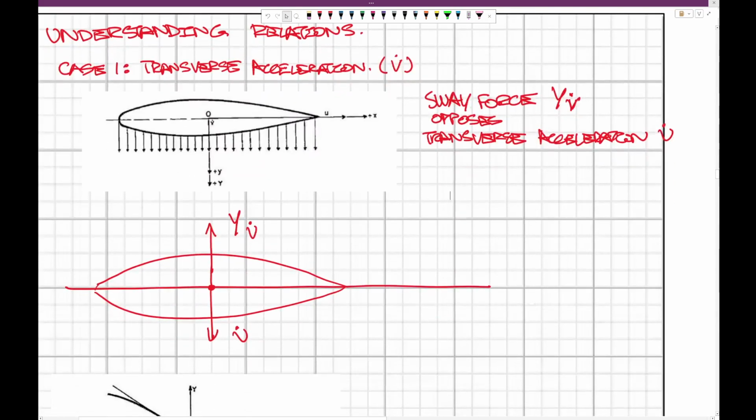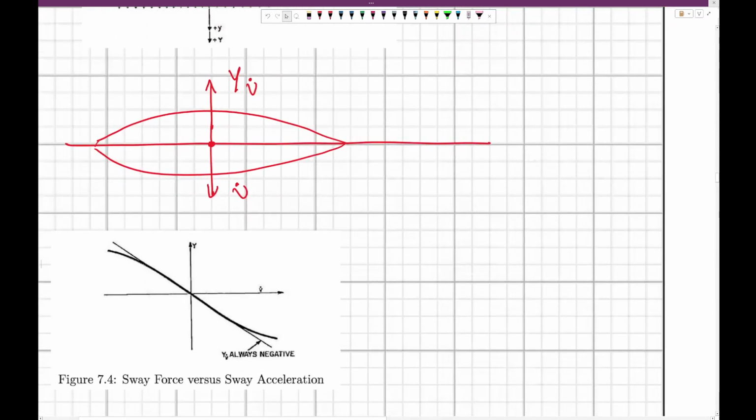So basically, you have your acceleration in the positive direction, and then you're going to have a sway force counteracting it in this free body diagram here. So we can always say that the sway force versus the sway acceleration is always going to be negative. It's always going to be in the opposite direction.